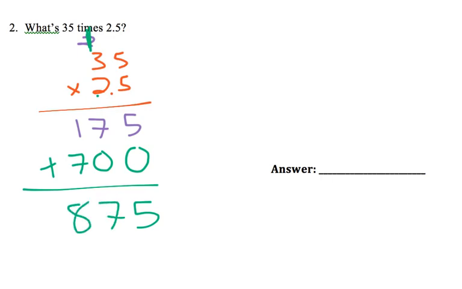And then, do you guys know where the decimal goes? Right there, one place over. We end up with 87 and 5/10.